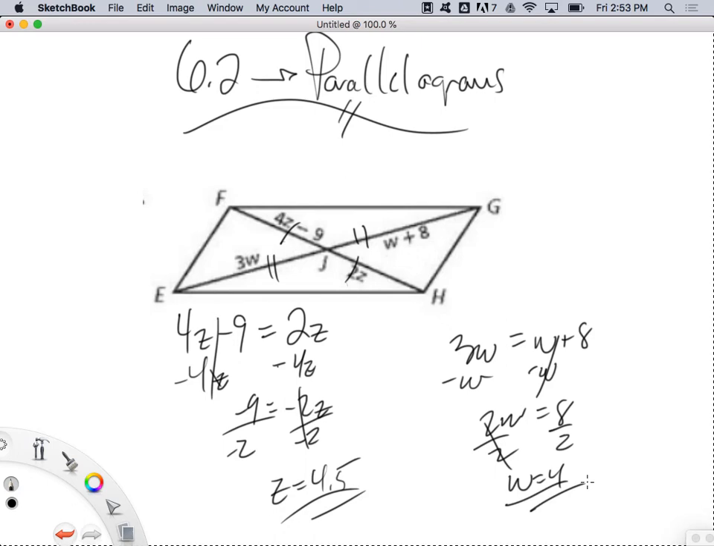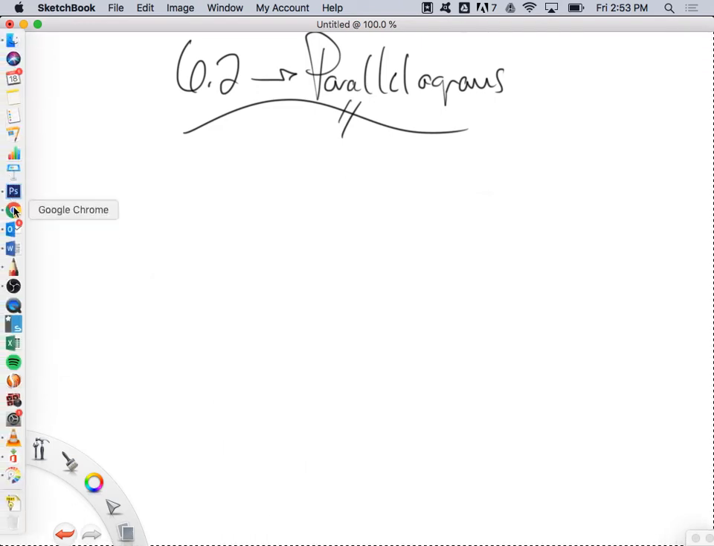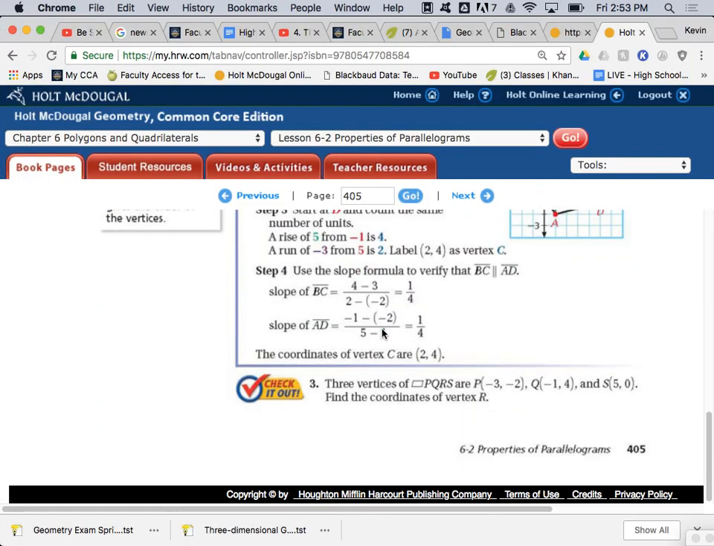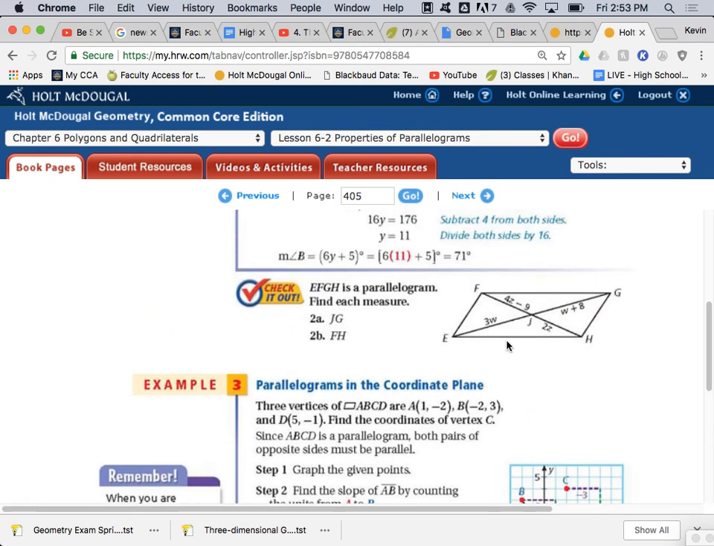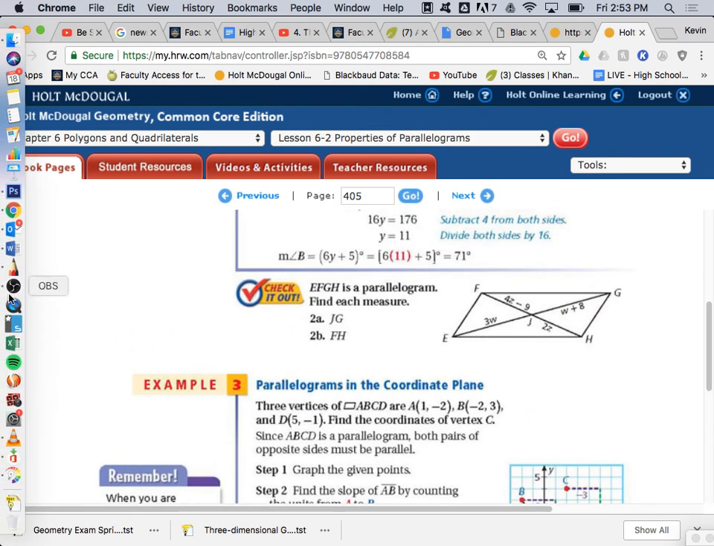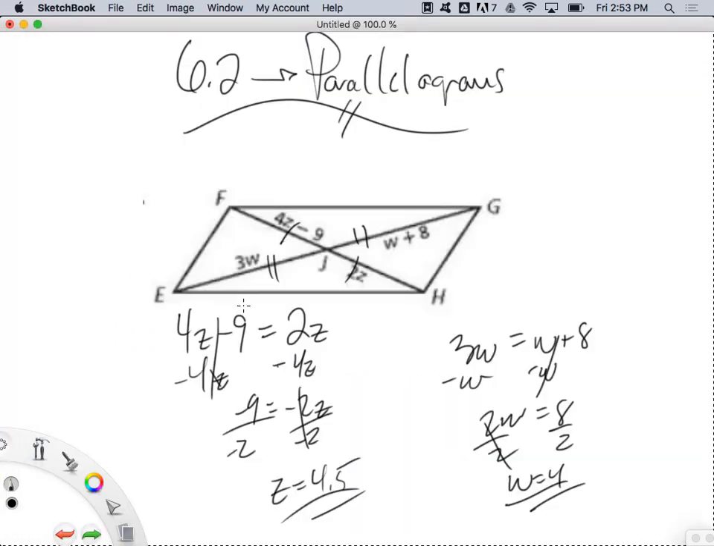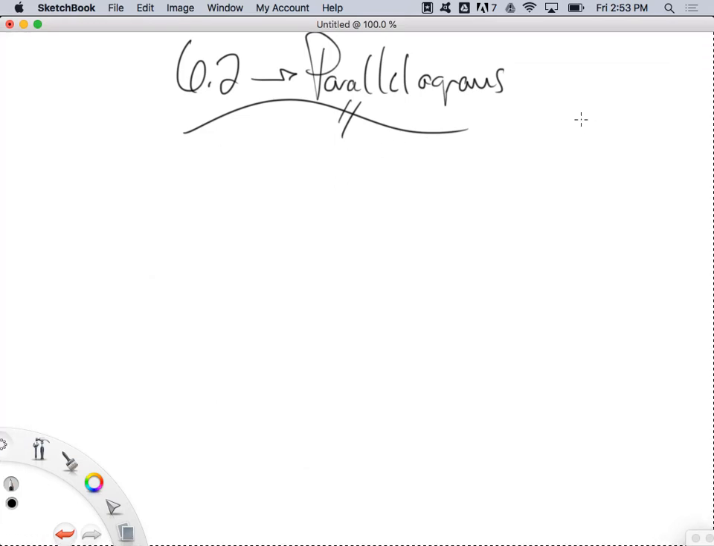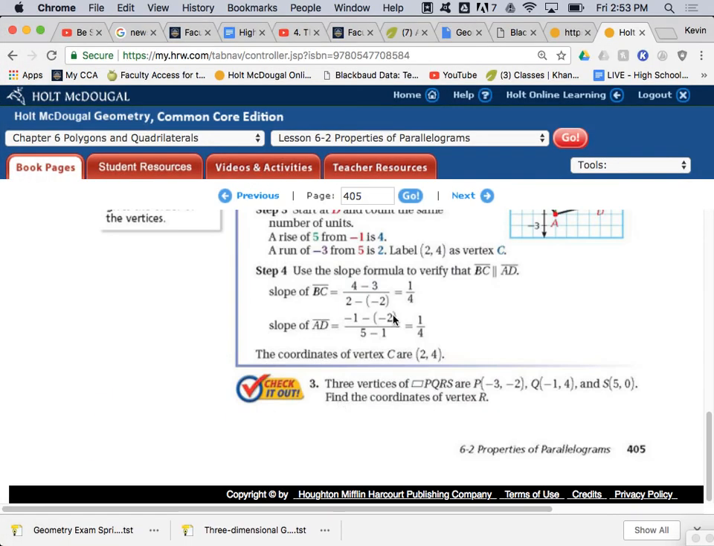Is that pretty clear? You could have plugged them back in. So if I asked you, for instance, for JG, you'd plug w back in, you get 4 plus 8 is 12. Does that make sense? Okay. So whatever I asked you for, you just plug it back in.